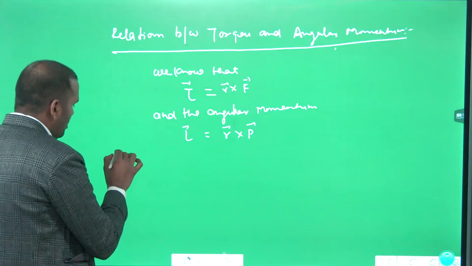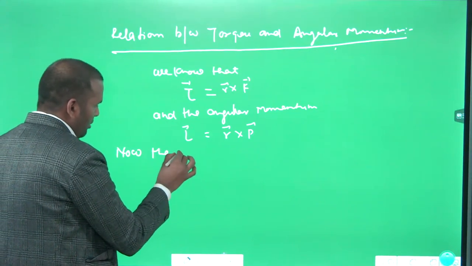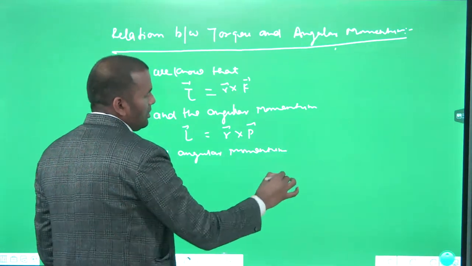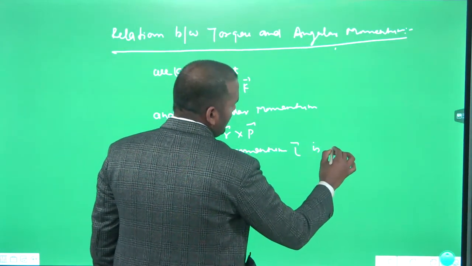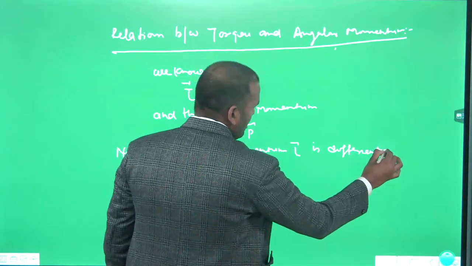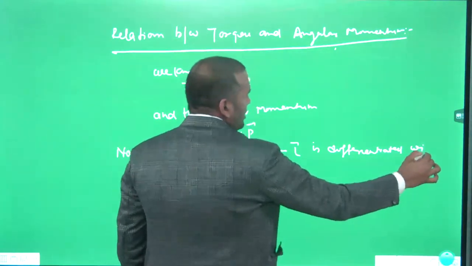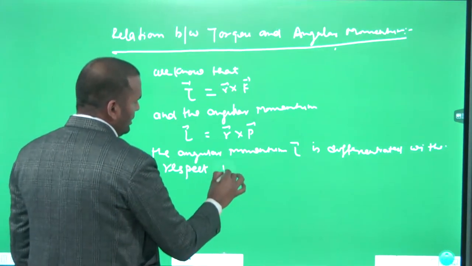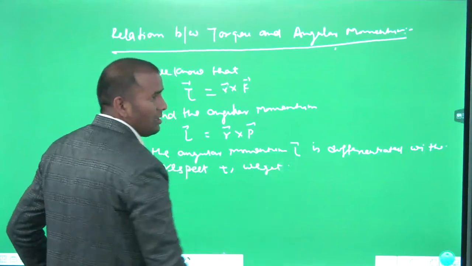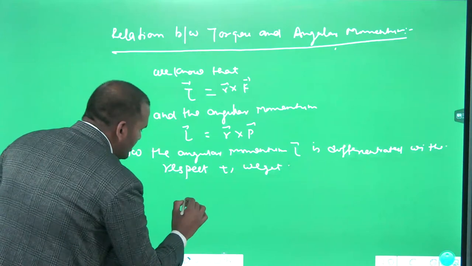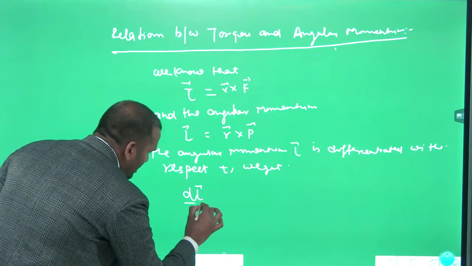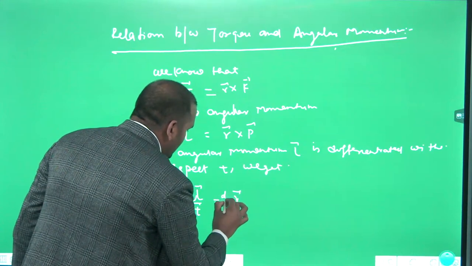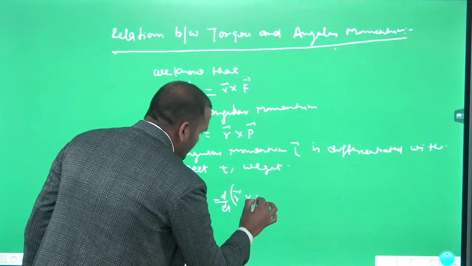We get, as we know, the differentiation of angular momentum: dL vector upon dt is equal to d upon dt of (r vector cross p vector).